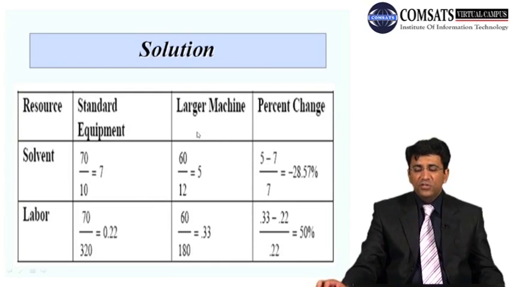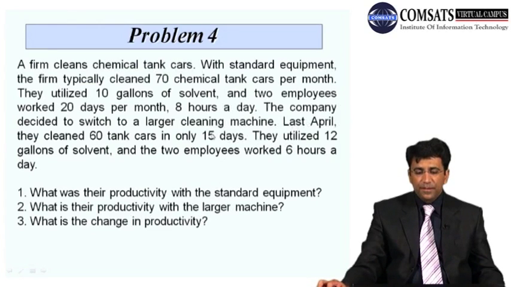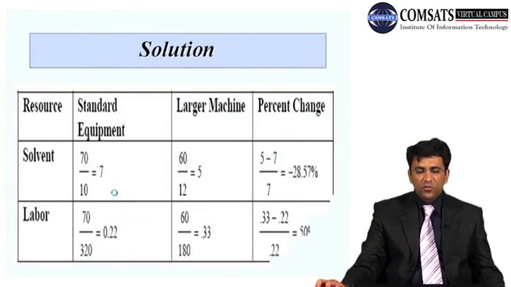Now again, if they introduce the larger machine, what happens? They cleaned 60 tank cars in only 15 days. Now students, if you are interested to calculate the productivity with respect to only a single factor, that is the gallons of solvent, you can see that in this particular case they utilized 12 gallons of solvent. So what is our new output and input? Our new output is 60 and our new input, if we consider the solvent as input, is 12. So our new productivity for solvent with the larger machine is 60 over 12.